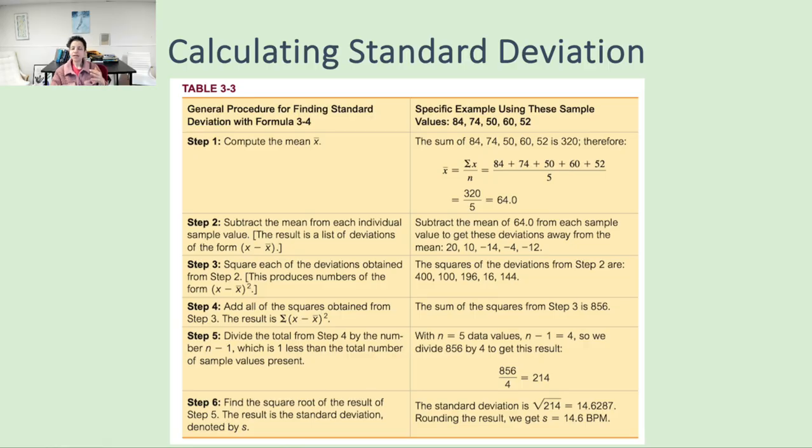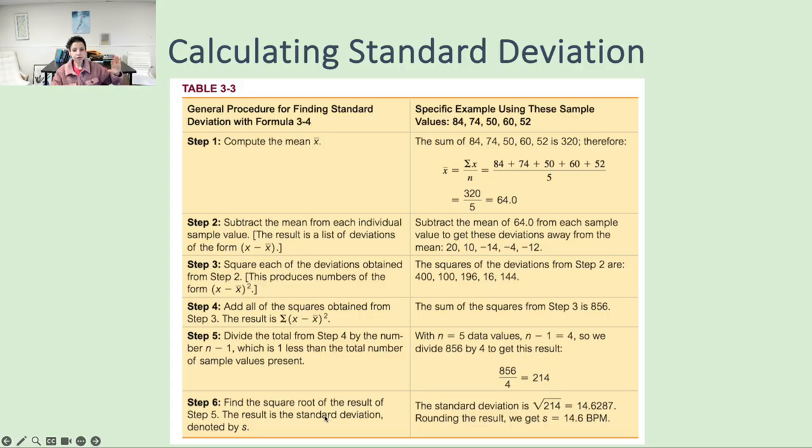And there's a slight variation. Sometimes what you'll see is that they're dividing by the number of data points. Sometimes they're dividing by one less than the number of data points, or n minus 1. Here we are dividing by n minus 1 rather than n. So if we divide 856 by 4, we're getting 214. So 214 is our variance.